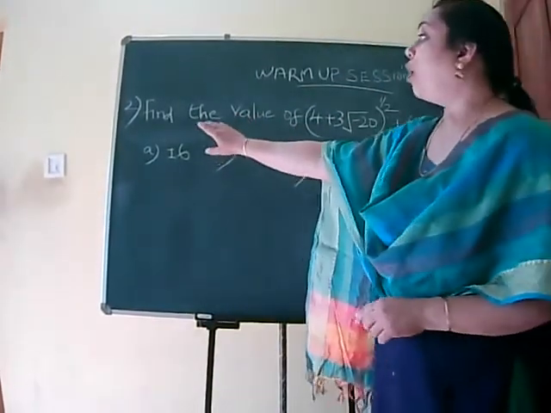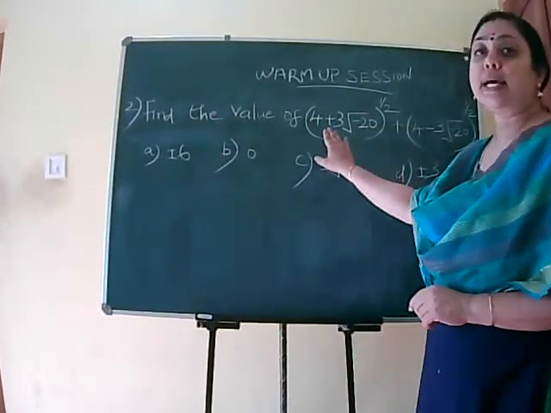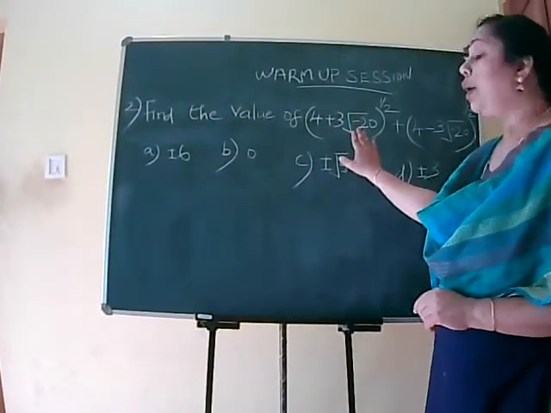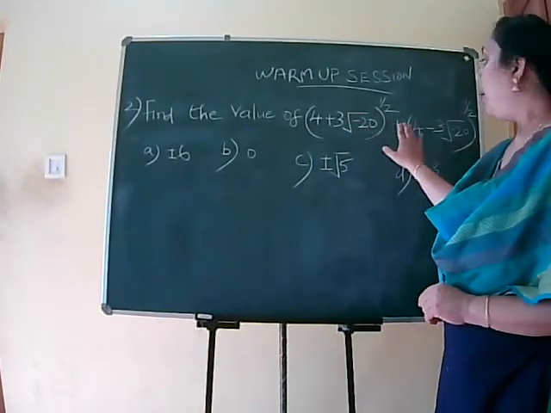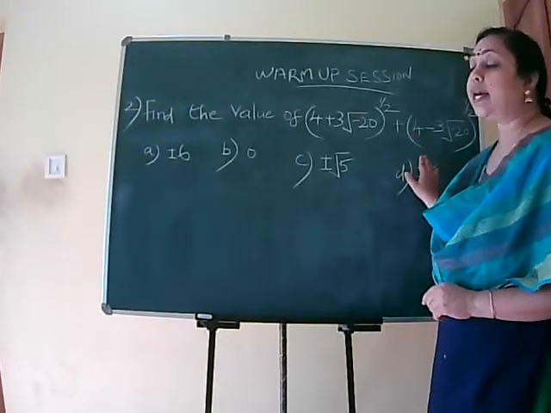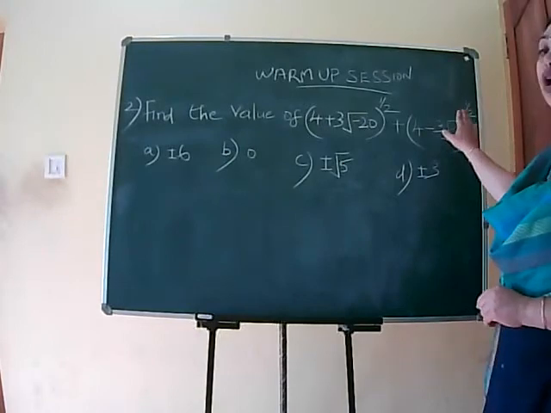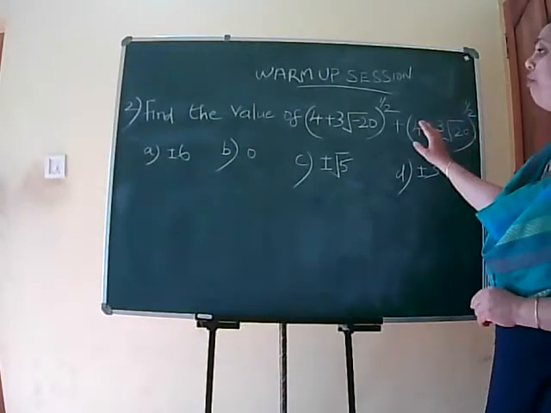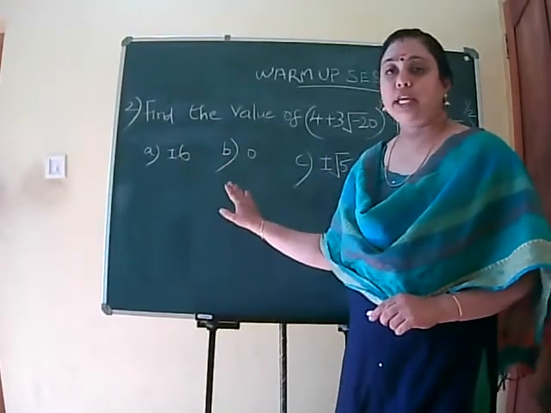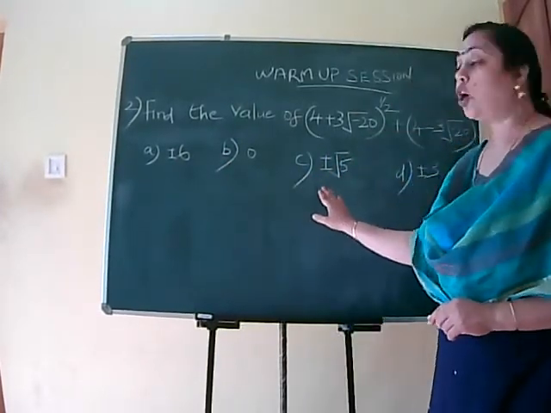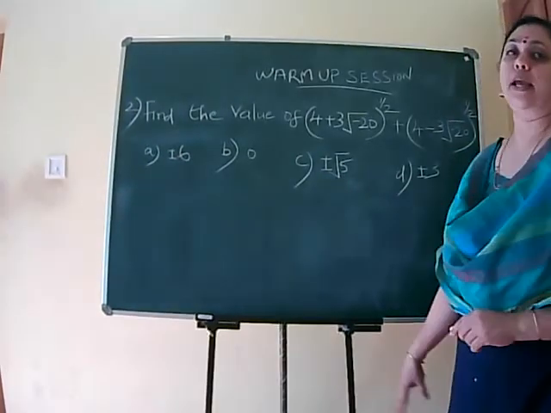Second question: find the value of (4 plus 3 times square root of minus 20) the whole raised to half, plus (4 minus 3 times square root of minus 20) the whole raised to half. Options: A, plus or minus 6; B, 0; C, plus or minus root 5; and D, plus or minus 3.